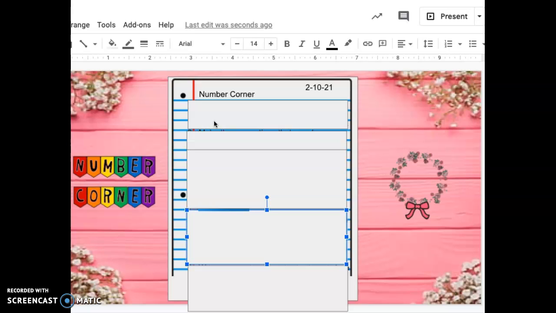2021. Please write the date and number corner at the top of your paper. Press pause if you need more time to do that.